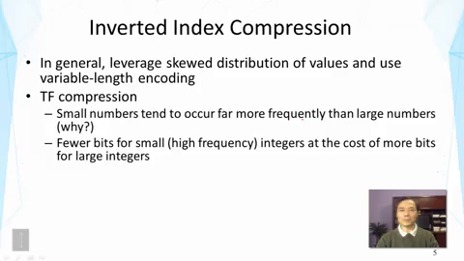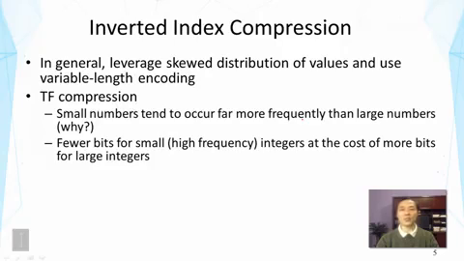Now, if you think about what kind of values are most frequent there, you probably will be able to guess that small numbers tend to occur far more frequently than large numbers. Why? Well, think about the distribution of words, and this is due to Zipf's law, and many words occur just rarely. So we see a lot of small numbers. Therefore, we can use fewer bits for the small but highly frequent integers, at the cost of using more bits for large integers. This is a trade-off, of course.